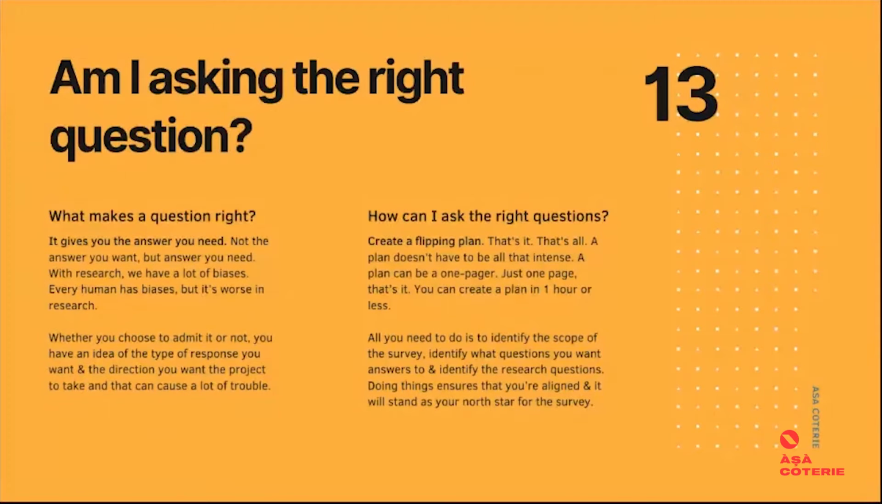So how can I ask the right questions? Very simple. Create a flipping plan. Just plan. I mean, I can see tears in my eyes. I can start crying here. But it's really that simple, right? People don't want to plan because they're like, oh, why should you create a research plan for an ordinary survey? Who has the time for that? Well, the thing is that there are no shortcuts, right? There's no other way. If you want to make sure that you're asking the right questions, you have to sit down and plan things. You have to sit down and jot things down.